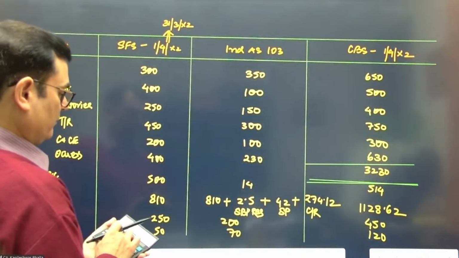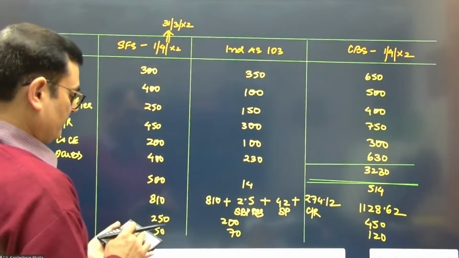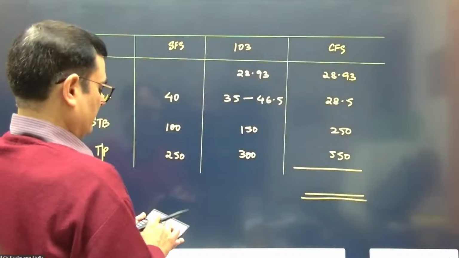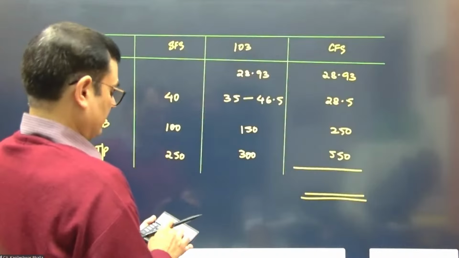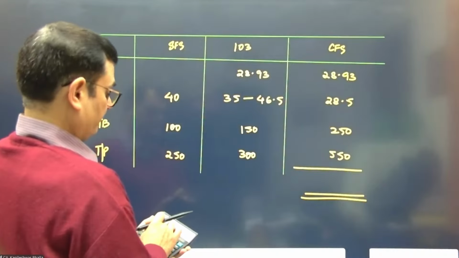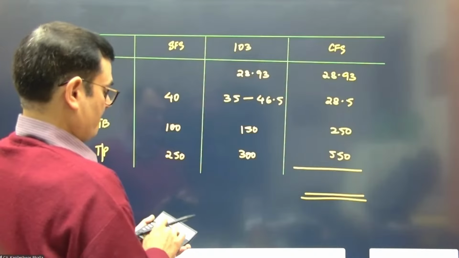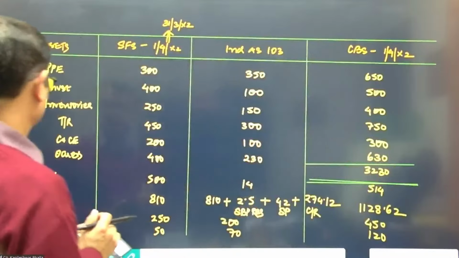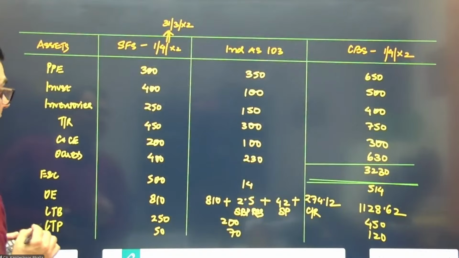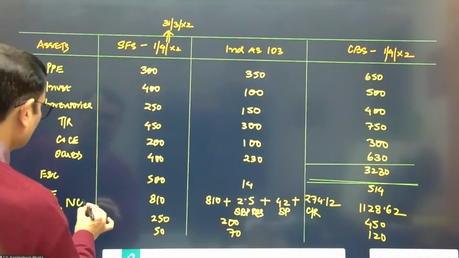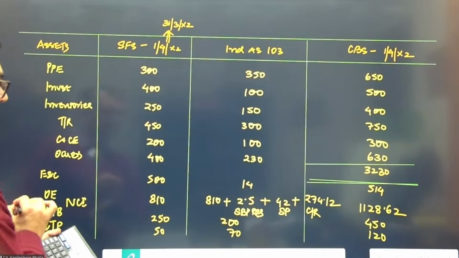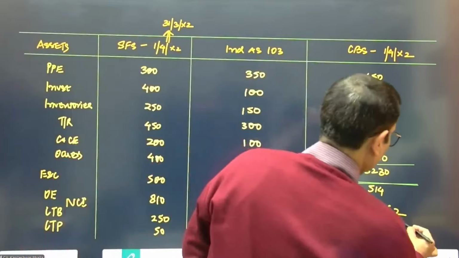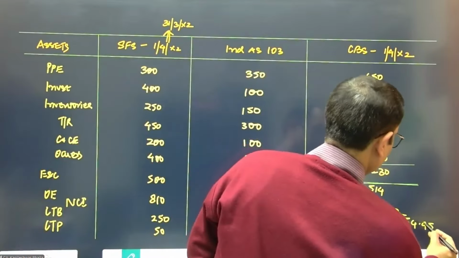514, 1128.62, 570, 28.93. Sir, we have to consider non-controlling interest also. I missed NCI, that's right. So there is NCI as well. Let me put that NCI. What was the NCI? 154.95. Correct.